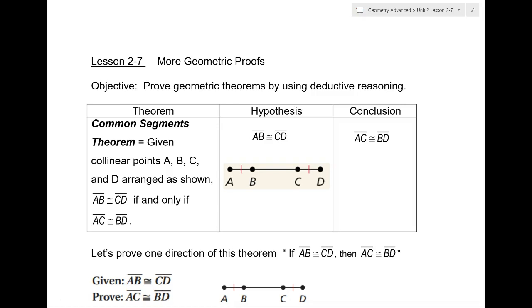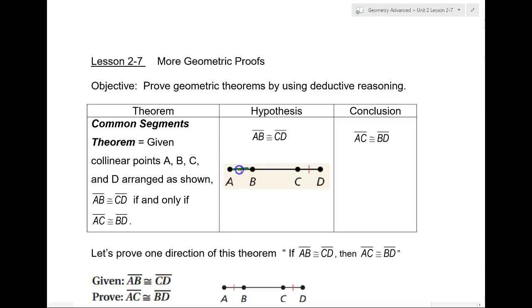Now, the very first theorem, notice I actually wrote everything in for you. Partly because I want to do the proof with you because it's way too fun, but also because I want you to see this one's a very common sense but a very visual proof. The common segments theorem says, given collinear points A, B, C, and D arranged as shown, segment AB is congruent to segment CD if and only if AC is congruent to BD. If and only if means it can go as what? Both? All right, so notice that they're collinear.